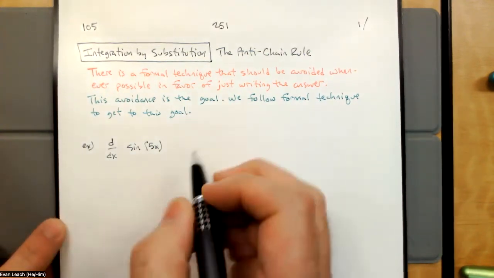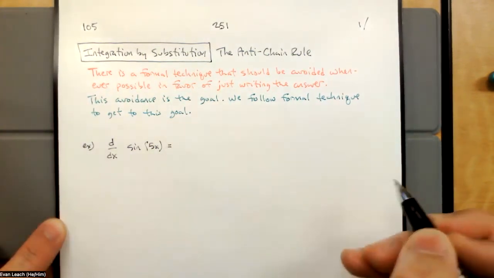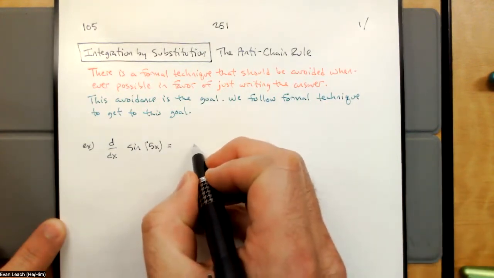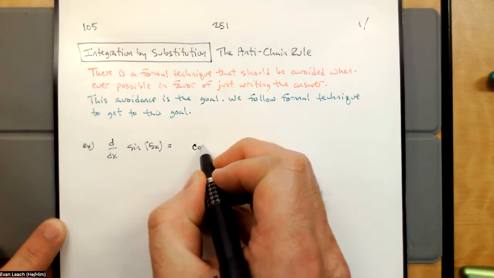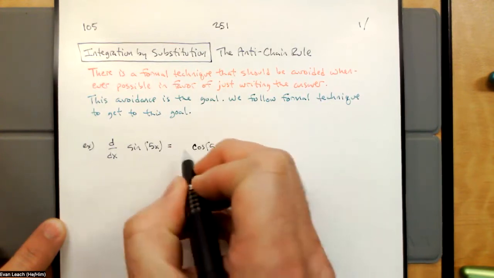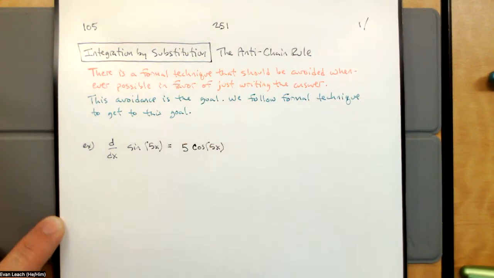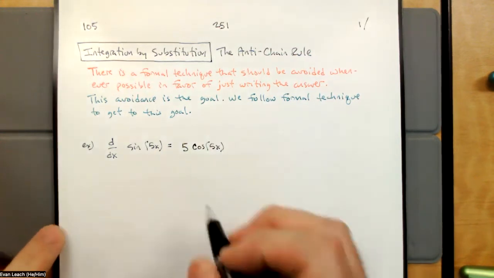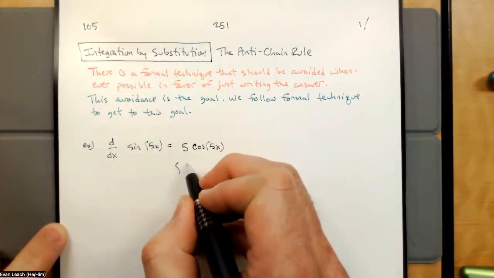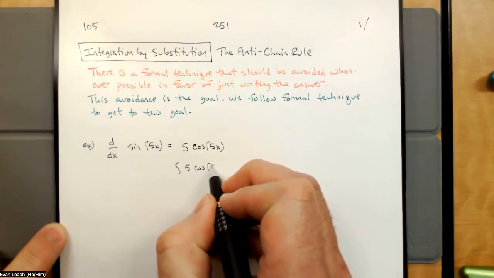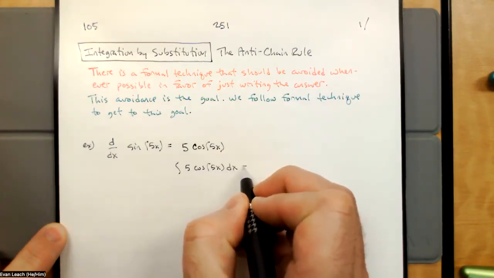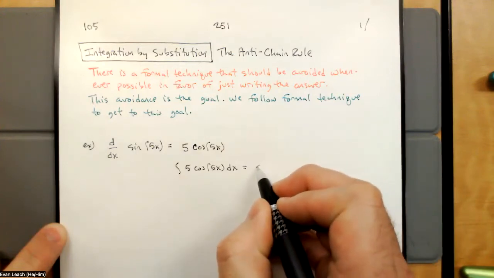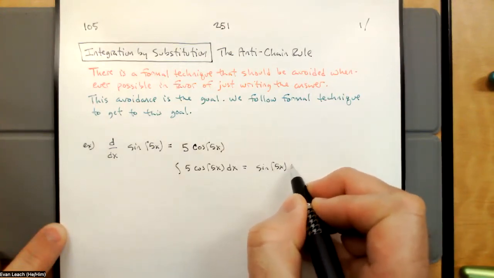So recall that the derivative of sine of 5x, we have to use a chain rule. It's going to be the derivative of sine of something is cosine of that thing times the derivative of that thing, which in this case is 5. So this derivative information is also integral information. So I can turn this around, and if I integrate 5 cosine of 5x dx, we'll get back to where we started. Sine of 5x plus c.